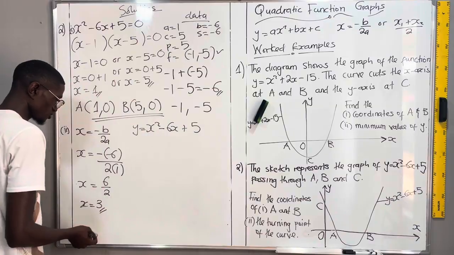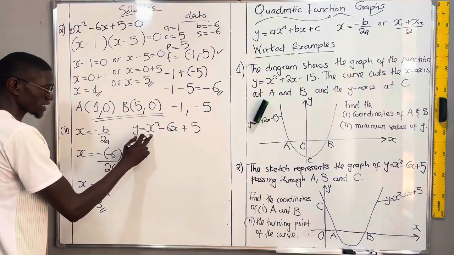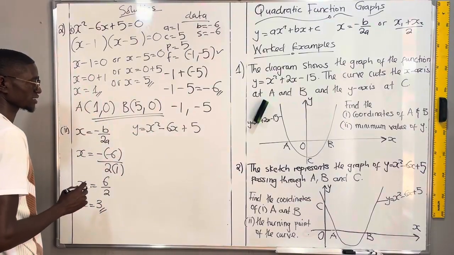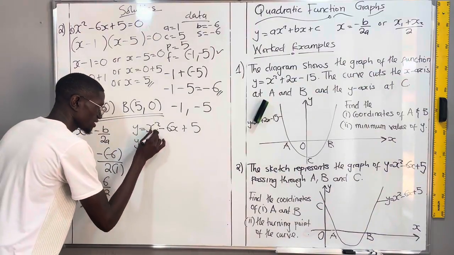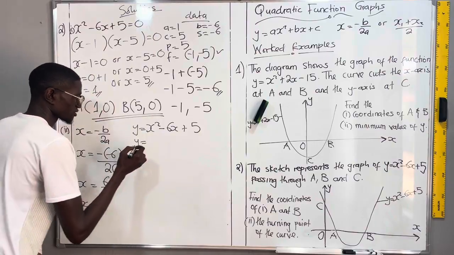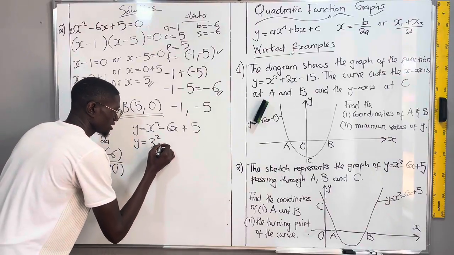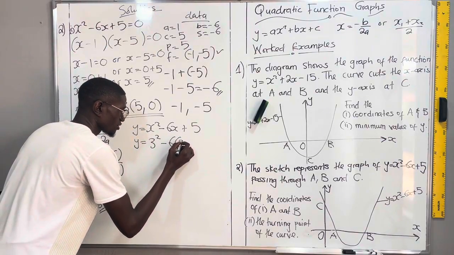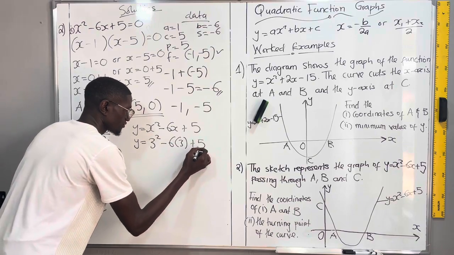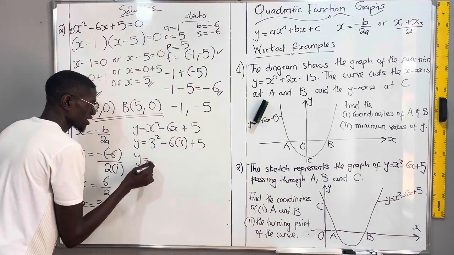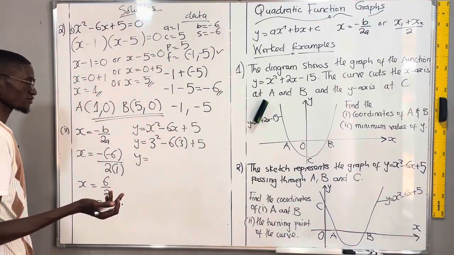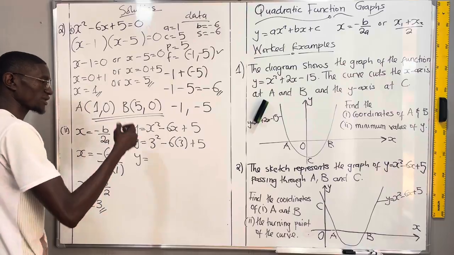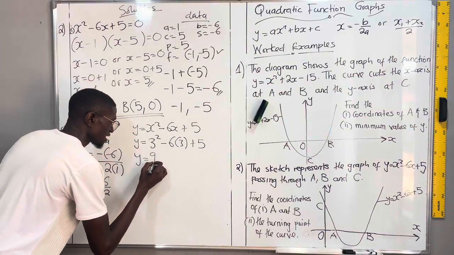Okay? And then since we already know the x coordinate, we simply need to plug it where there is x in the equation, and then solve to find the y coordinate. So we're going to say y is equal to, where there is x, we have to put a 3. So it's going to be 3 squared minus 6, open bracket, 3, plus 5, and then we solve. 3 squared does not mean 3 times 2. It simply means this 3 is being multiplied by itself twice. So this means 3 times 3, which gives us a 9.